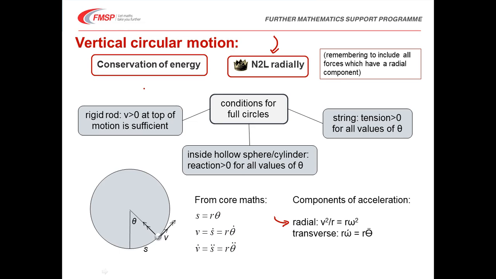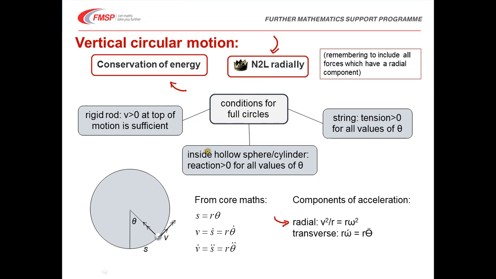The forces in the vertical direction certainly don't balance. The forces, if you like, into the plane of the circle do balance, but it doesn't give us any useful information. So what we do use instead is conservation of energy. And again, with vertical circular motion, really these are your two important ideas. So those are the two methods that we're most likely to be using here.